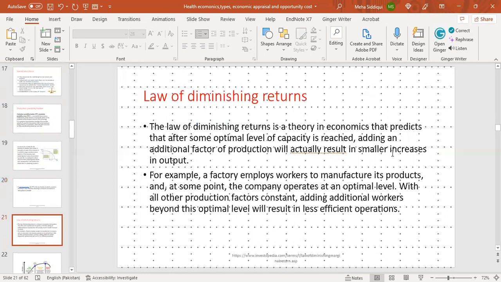Then comes the law of diminishing returns. The law of diminishing returns is a theory in economics that predicts that after some optimal level of capacity is reached, adding an additional factor of production will actually result in a smaller increase in output. For example, there is a factory in which employed workers are manufacturing its products, and at some point, the company operates at an optimal level. With all other production factors constant, adding additional workers beyond this optimal level will result in less efficient operations.